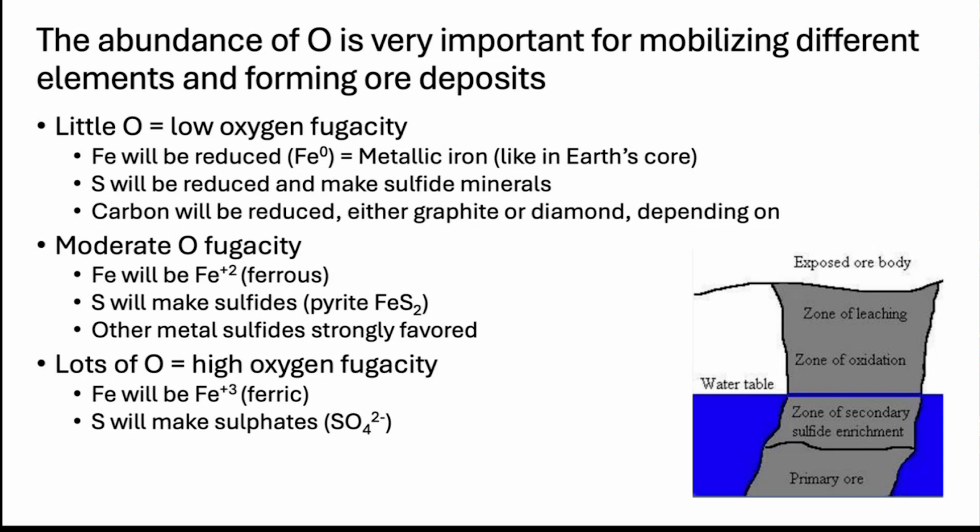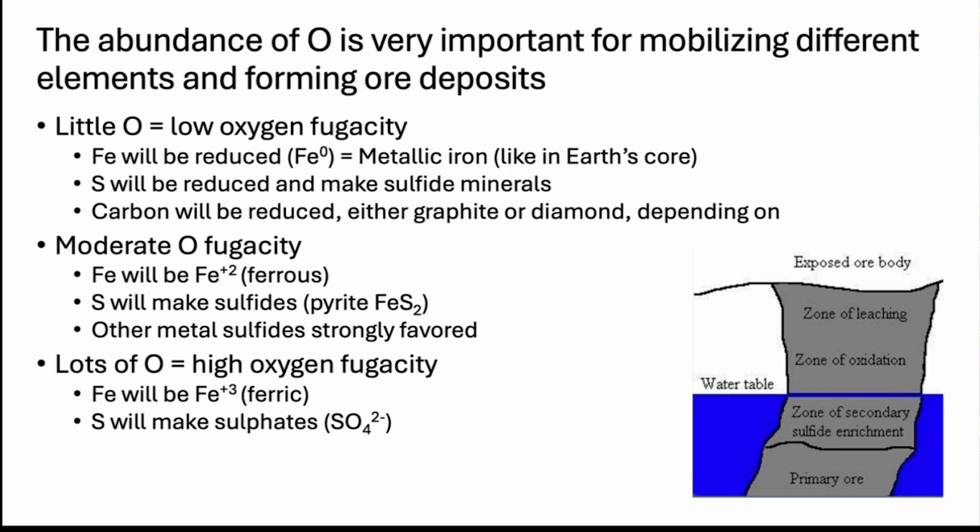So we're going to talk about oxygen fugacity, and Matt's going to talk about that in some detail. So if there's a little bit of oxygen, we've got a low oxygen fugacity. If we have low oxygen fugacity, the iron is going to be reduced to iron zero. That little zero means it's metal. It's going to behave as a siderophile, metallic iron like in Earth's core. The sulfur is going to be reduced and it will make sulfide minerals as opposed to sulfates. Sulfates, that's a confusing terminology you'll learn more about. And the carbon will be reduced either as graphite or diamond, depending on various things.